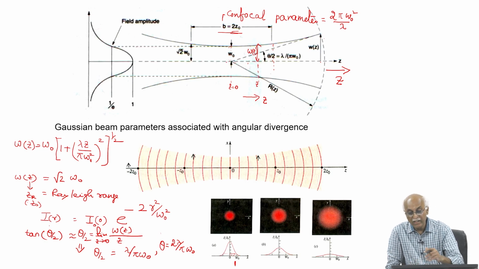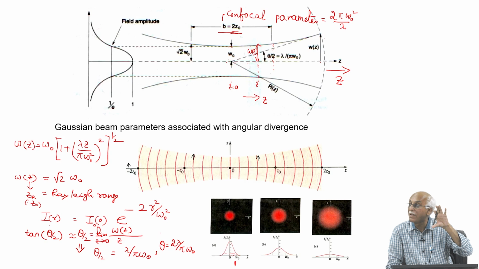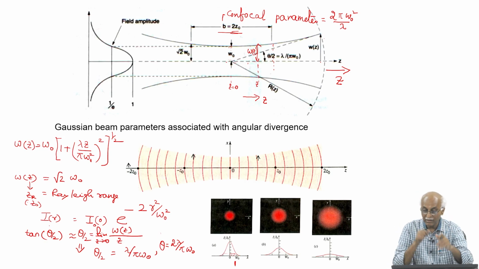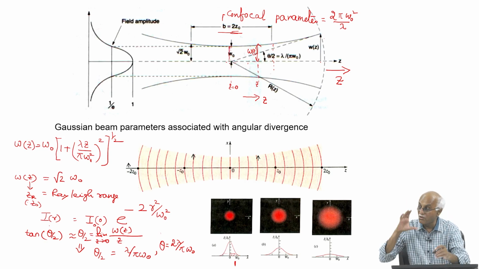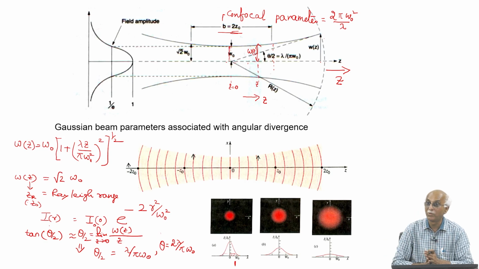That means, if I have a larger beam diameter, beam waist, spot size, this beam waist is large enough, the divergence angle will be very small. And when I have a very small beam waist, the divergence angle will be large. So, remember that when a Gaussian beam is focused to a very small beam spot size, then the divergence angle will be large, it will diverge very quickly.